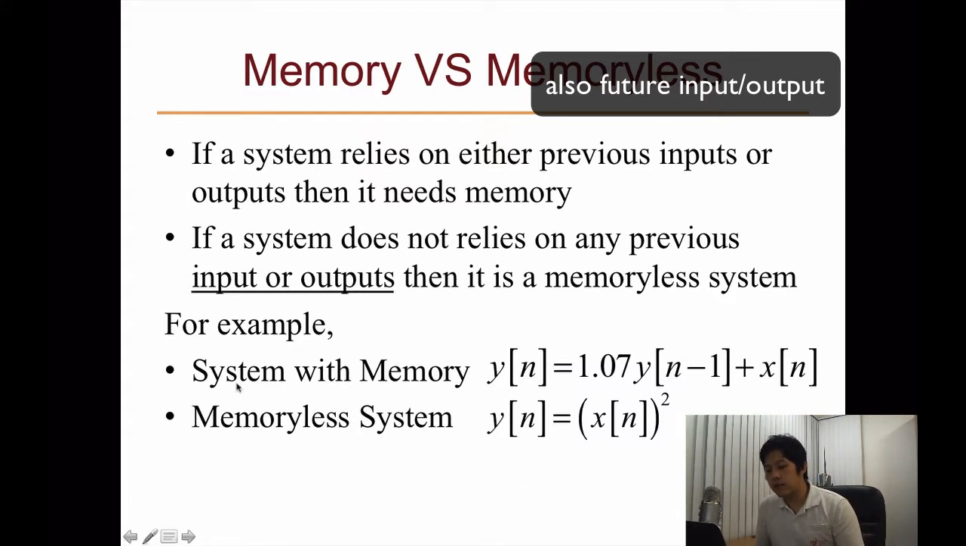This is an example where y[n] relies on the previous value y[n-1]. Then this system requires memory. But for this system, y[n] equals x[n] squared, you can see that the value of y[n] is calculated only based on the value at time n, meaning that the output that has to be calculated today relies only on the data that you can collect today. That is a memoryless system.